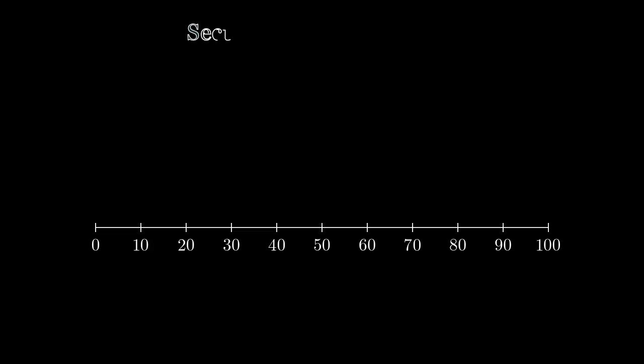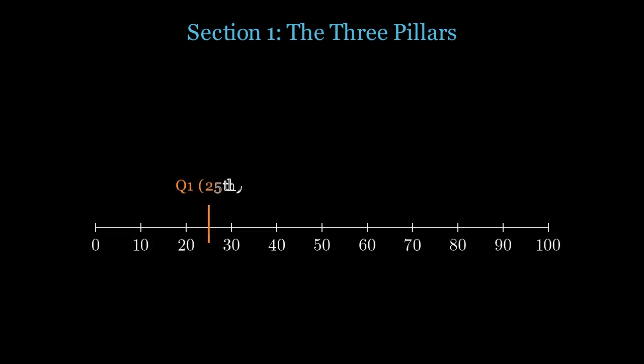Section 1. The 3 pillars. To get to the top 25%, we divide our data not just once, but 3 times. These 3 points are called quartiles. Q1, or the first quartile, marks the 25th percentile. Q2 is the median, or 50th percentile. Finally, Q3 is the third quartile, marking the 75th percentile.